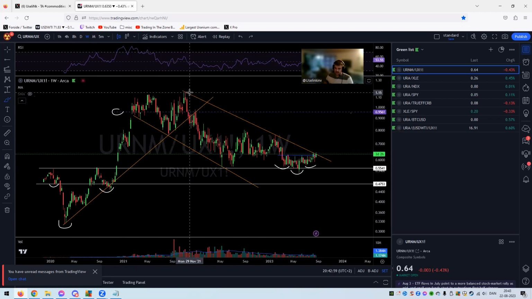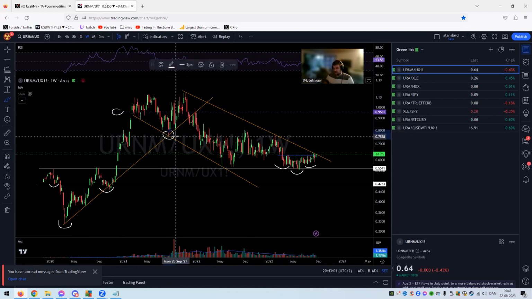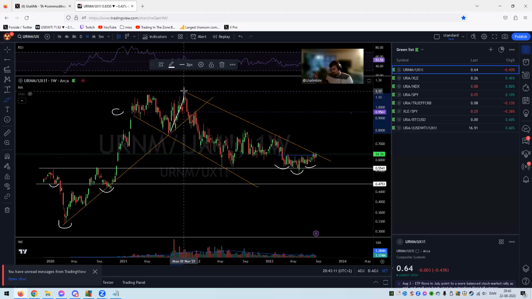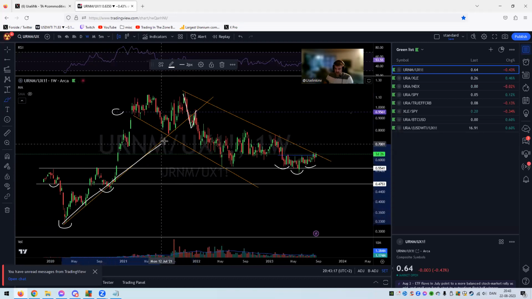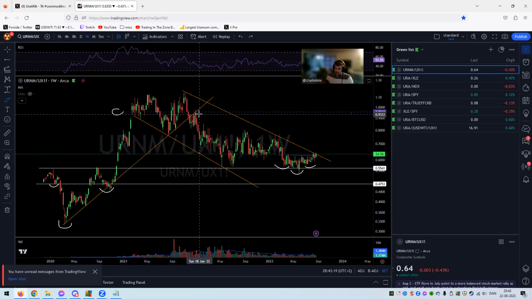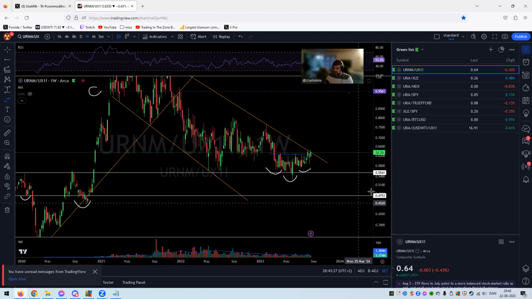And what happened then? This was when Sprott entered the uranium market with buying the U.UN, and then we had a blow off top for that move up. And ever since we came down, tested this upgoing trend line here, and that basically confirmed that we are no longer in a bull market for URNM or the uranium miners.